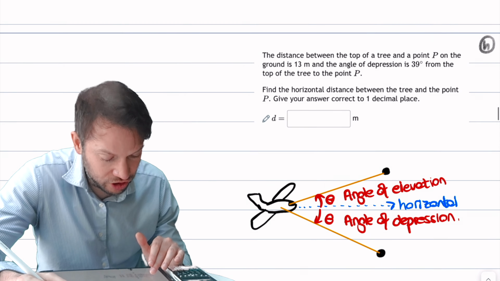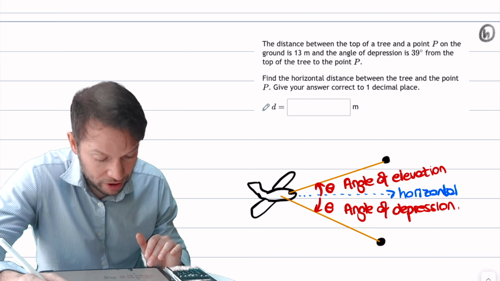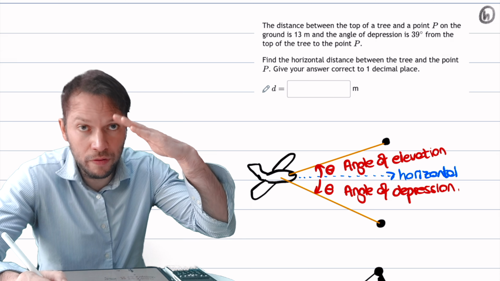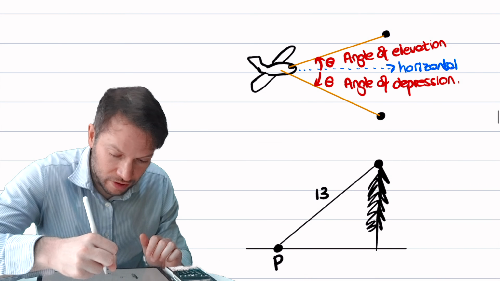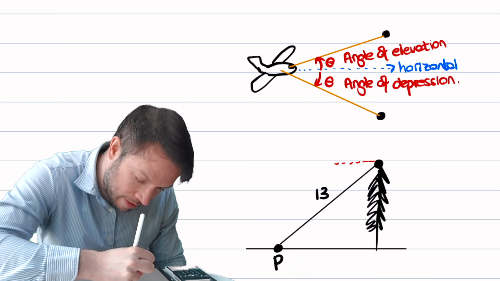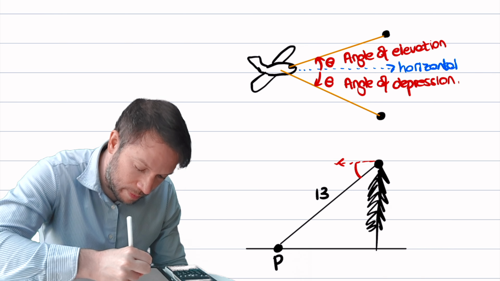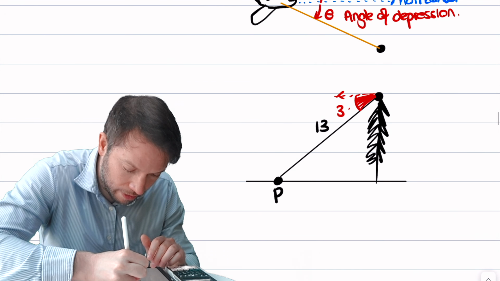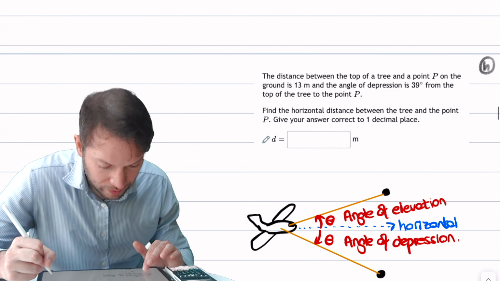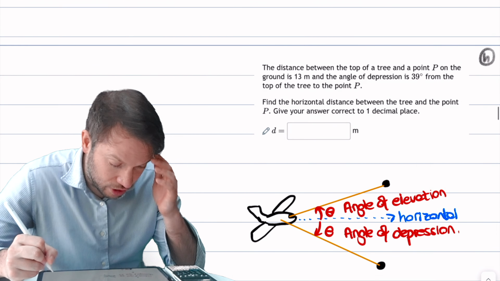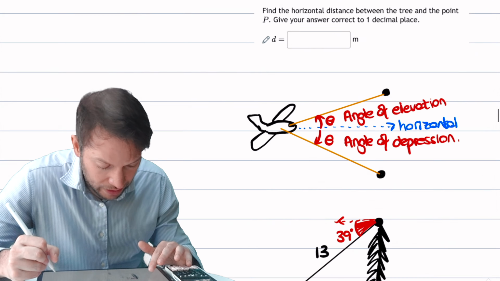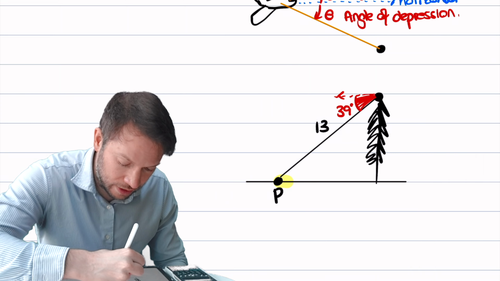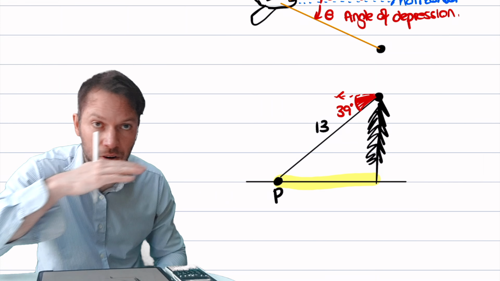And the angle of depression is 39 degrees from the top of the tree to the point P. So that means you're at the top of the tree, you're looking down 39 degrees to look at the point P. So if we look from the horizontal like this, then this angle downwards here, that's going to be 39 degrees, like that. Now we want to find the horizontal distance between the tree and the point P. So the horizontal distance will be this distance here. If I just highlight that, it's the horizontal distance between P and the tree going horizontally.